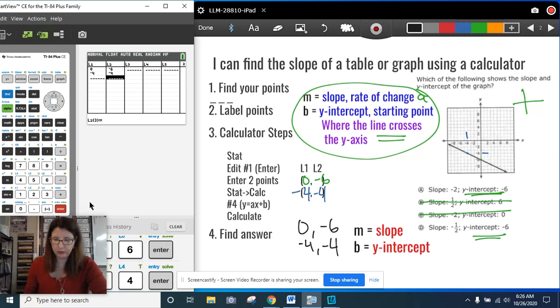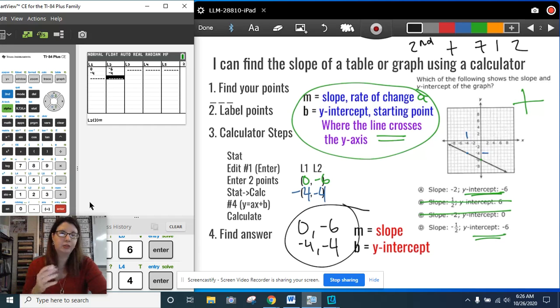Now, if you ever need to reset your calculator, use the second button, then the plus button, and then the number 7, 1, 2. A lot of times if you have an error message and the information in your table matches the information in this table, then you just need to clear out. You've done something on your calculator and you need to clear it out.